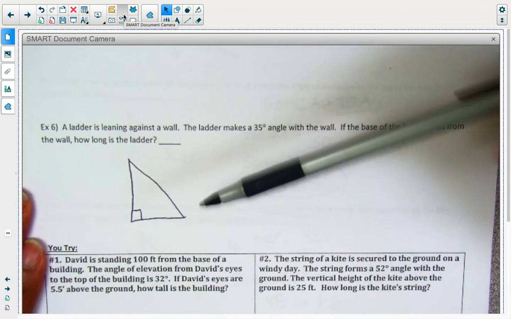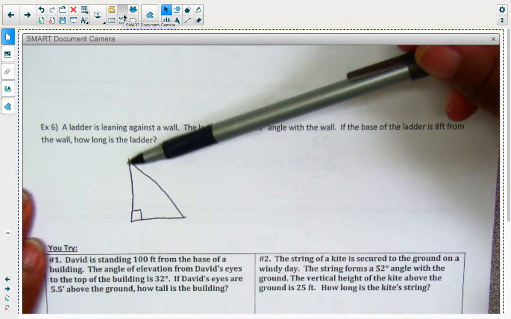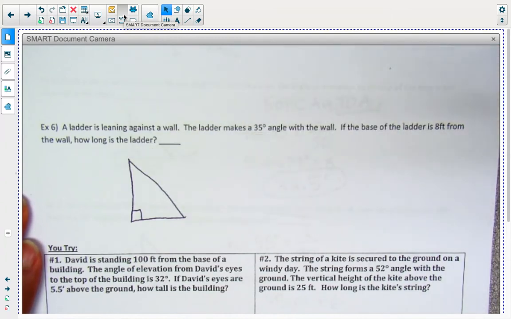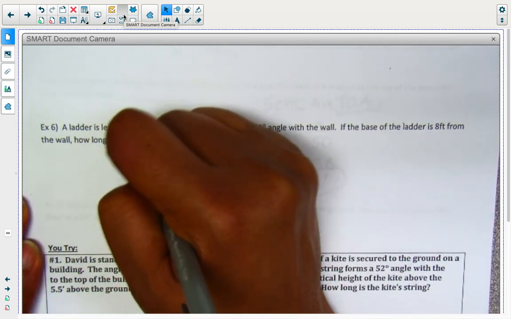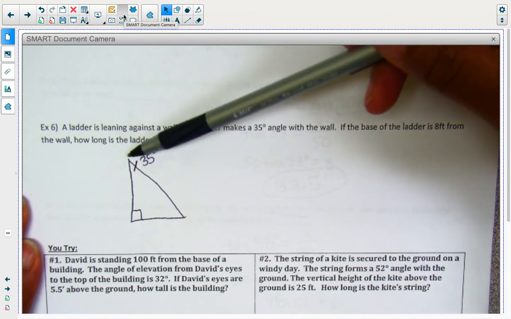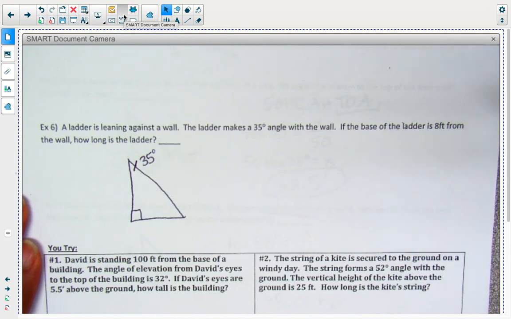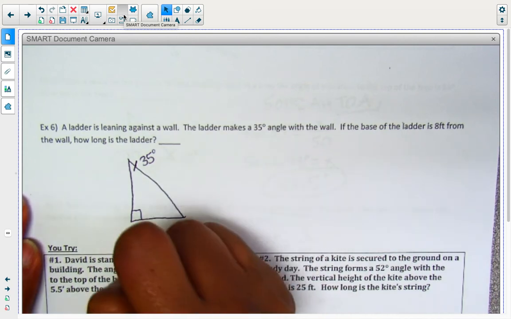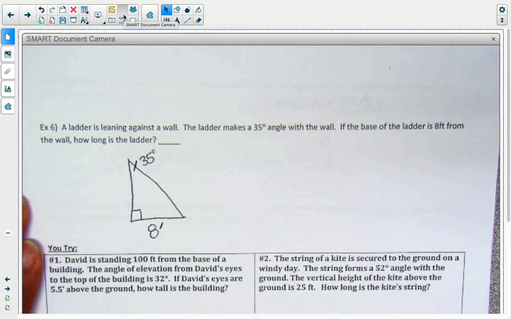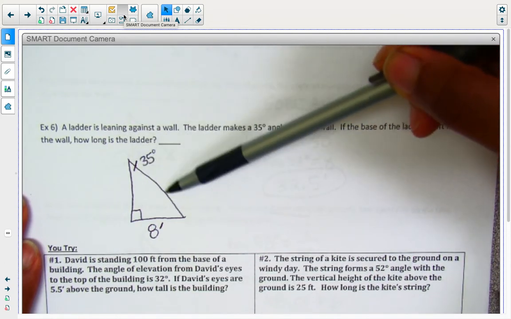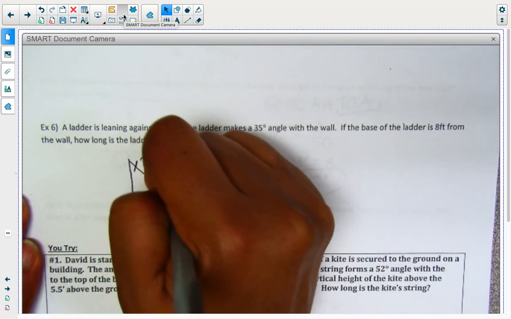So this is going to be my ladder. The ladder is leaning against the wall. So the straight line is the wall, and this is my ladder leaning. The ladder makes a 35-degree angle with the wall. So that has to be this angle up here. Because this is the ladder that's leaning, and then this is the wall. So this is the angle that's formed. That's 35 degrees. If the base of the ladder is 8 feet from the wall, so this is the base, it is 8 feet from the wall. How long is the ladder? So we're looking for this length right here because this length is our ladder. So that's going to be x.